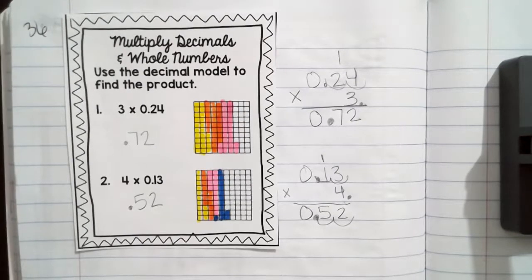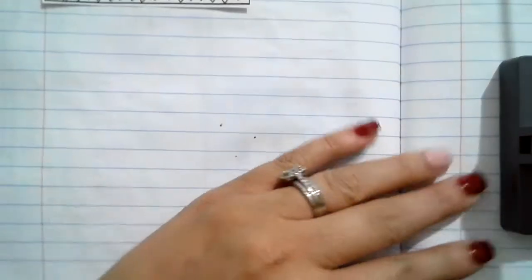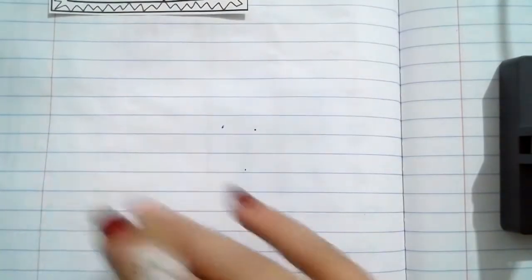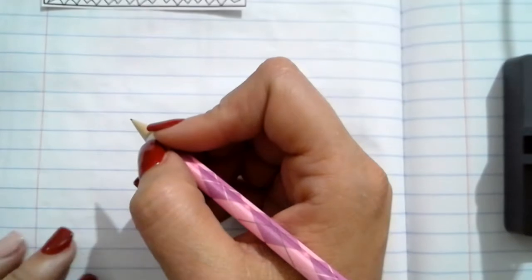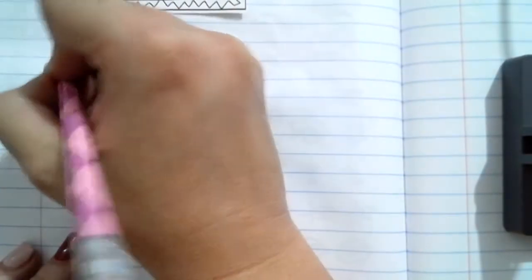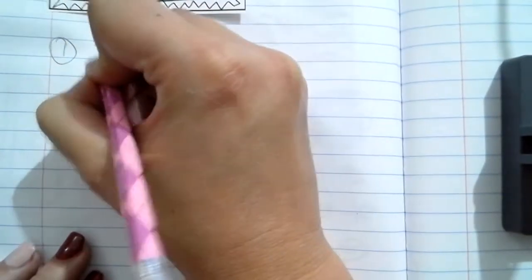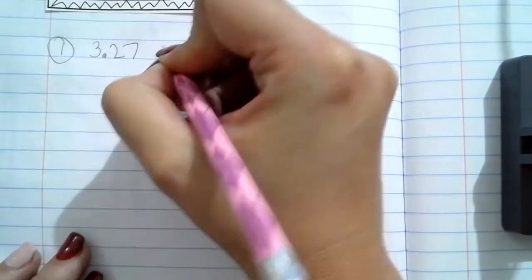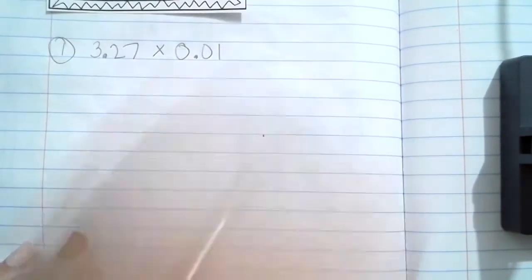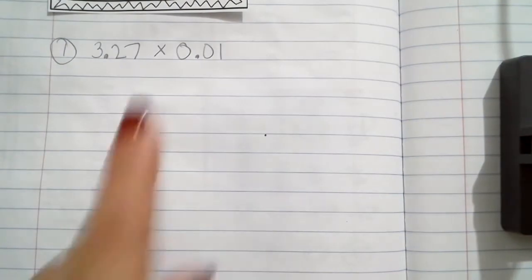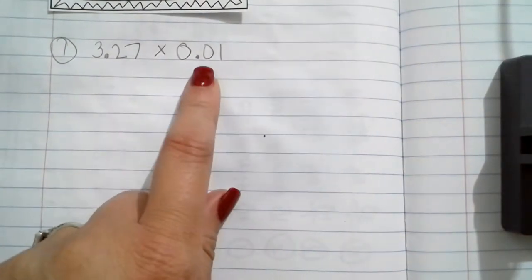Okay, come down right here. We are going to review. We're going to glue that in just a moment, but we're going to do a quick review over yesterday's lesson. So if you will write for me question number 1, 3.27 times one hundredth. Okay, what fraction would this be?